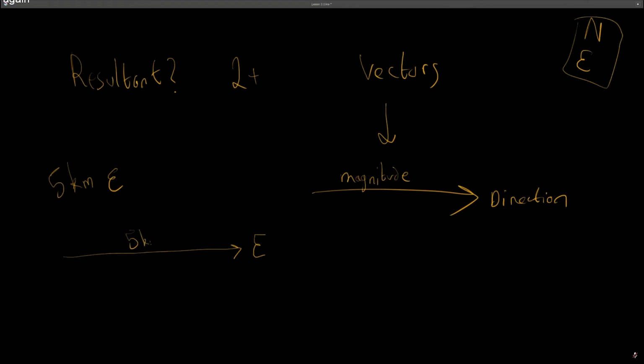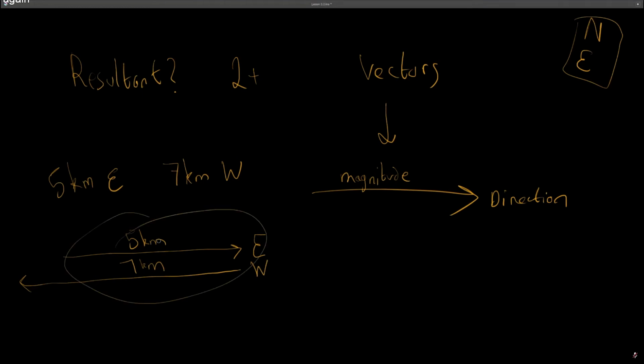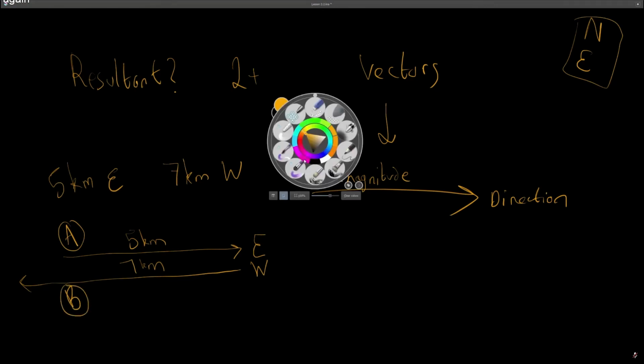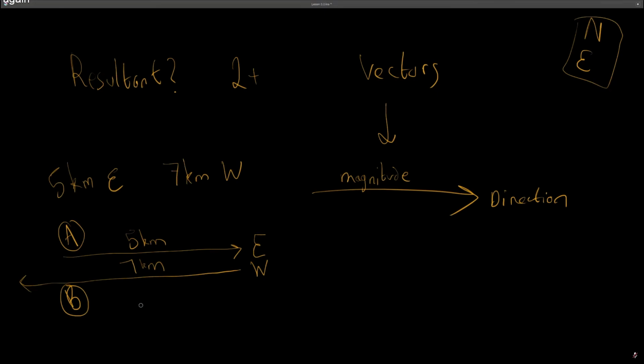So this would be our vector. Now, if we said that he then moved 7 kilometers back, so west, then we could say he also moved 7 kilometers west, and it would be the opposite direction. If we were to find the displacement between the first one, point A, and the second one, point B, then we could say here that it's plus 5, since east is positive, and then we add minus 7 kilometers.